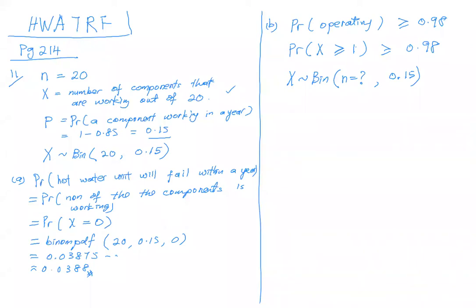So you see, when n equal to 20, the probability of working is equal to 1 minus 0.0388, correct? So this one will give us the value of 0.9712. Still less than 0.98, correct? So now what we can do is we use trial and error. So how are we going to use trial and error?